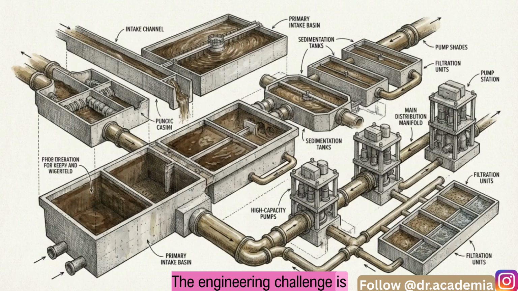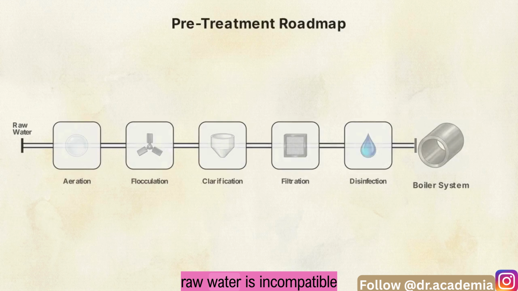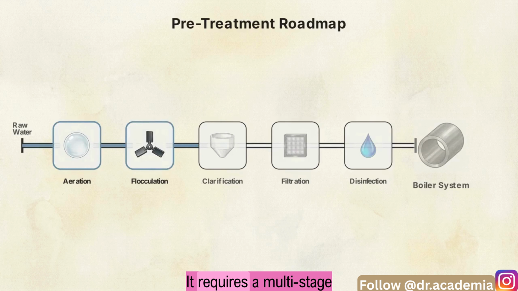The engineering challenge is one of scale. A standard thermal plant intake, such as the Bandewadi facility, must process 200 million liters per day of this heavily contaminated municipal or river water. At this scale, raw water is incompatible with power generation. It requires a multi-stage intervention before it can ever reach a boiler tube.